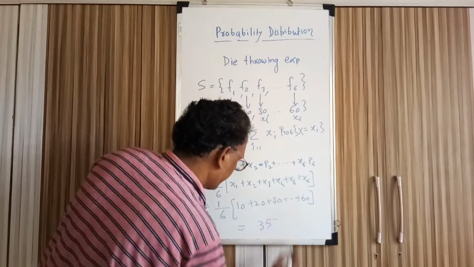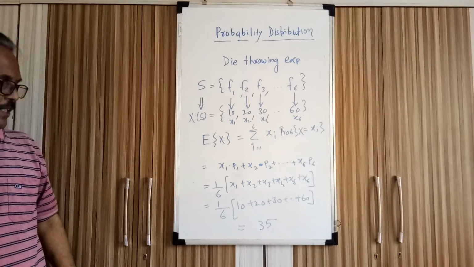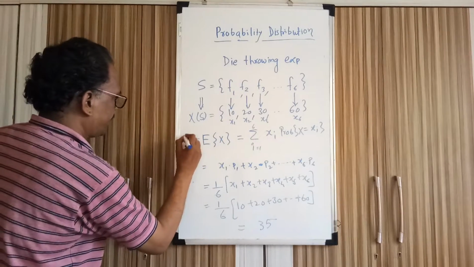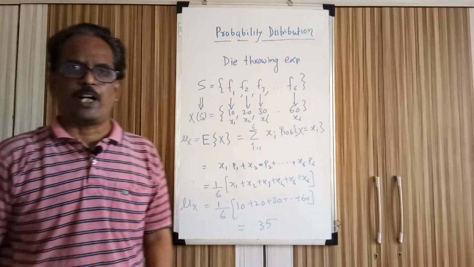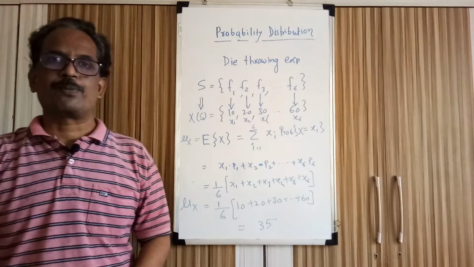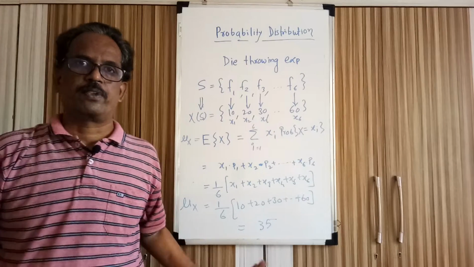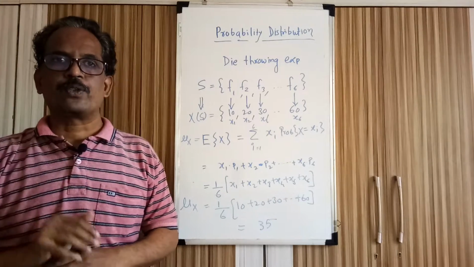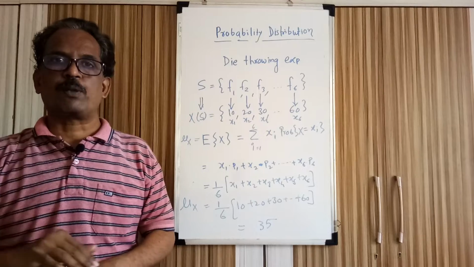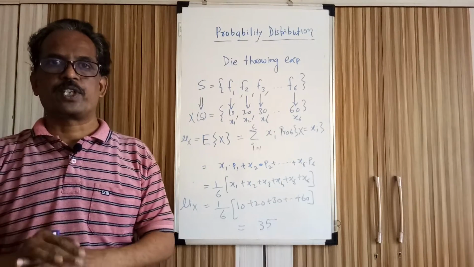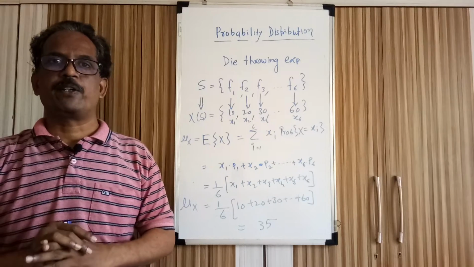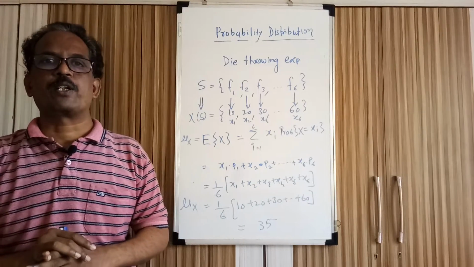Just check it. So the mean of the random variable, the average behavior or overall average of the class, is 35. The maximum marks obtained by a student, let us say, is 60. The minimum marks obtained by a student, let us say, is 10. So marks are distributed between 10 and 60, and 35 is the average of the class. We can interpret it this way.